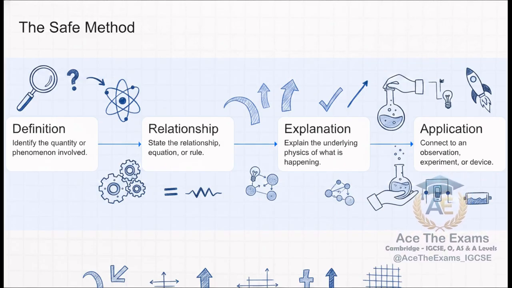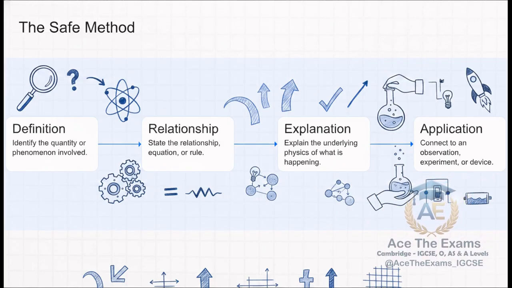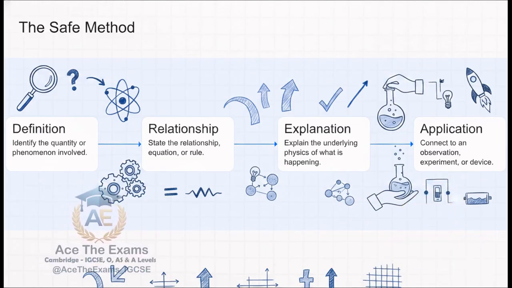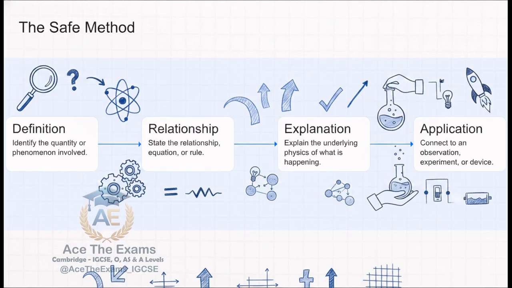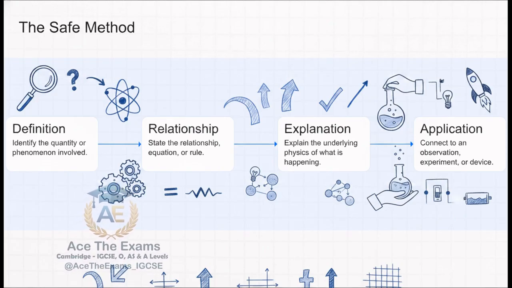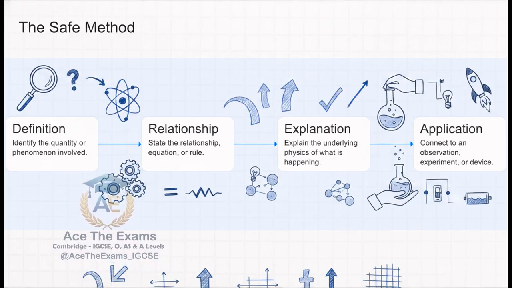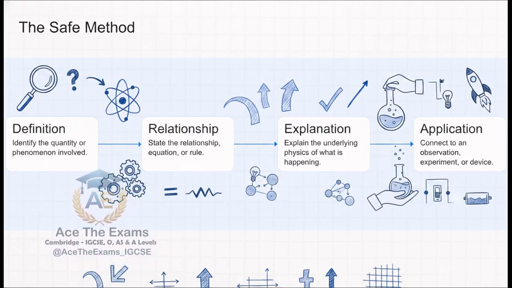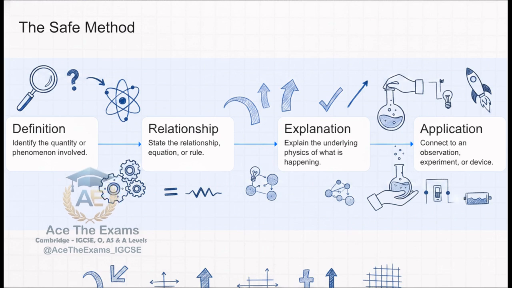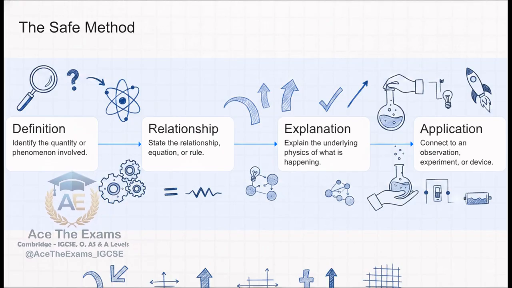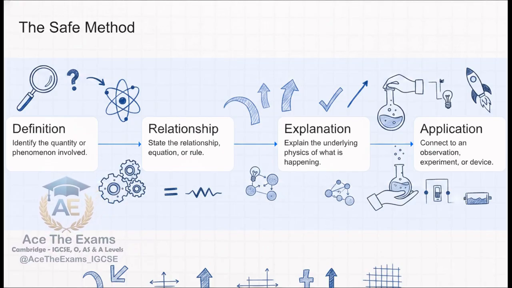Step 1 is the point, or the definition. Identify the core vector quantity or the phenomenon immediately. Step 2 is the evidence, or the relationship. State the symbolic relationship, the formula, or the vector rule involved. Step 3 is the explanation. This is where you explain the underlying physics of what is actually happening. Why does this rule apply? Step 4 is the link or the application. Connect your explanation directly back to the observation, the experiment, or the real device mentioned in the prompt.